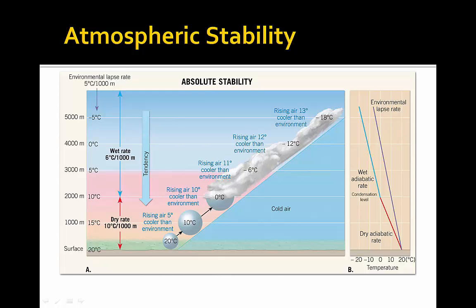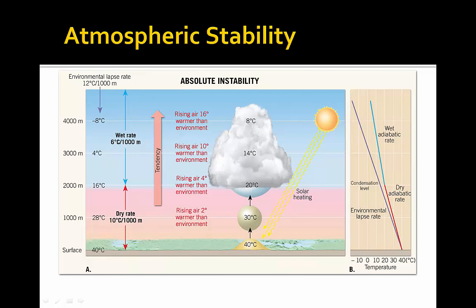The exact opposite is absolute instability, and this occurs when rising air masses are always warmer than the surrounding air. Because the rising mass of air is warmer, it is less dense and therefore prone to rise even more. Generally, that warm rising air is taking moisture away from the surface, so this condition typically causes thick layers of clouds to develop.